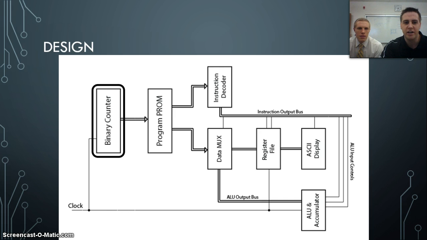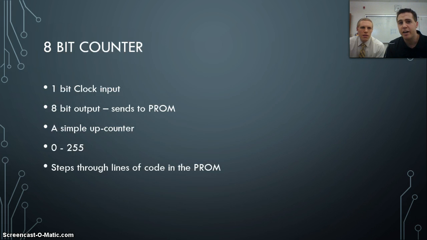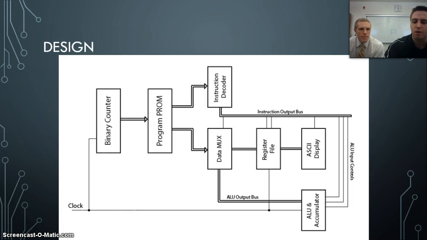So we're going to start with the binary counter. The binary counter has a clock input. It has 8 bits of output, so it counts from 0 to 255. And it progresses by 1 on each clock press. So it's just a simple up counter. It sends the 8-bit output to the PROM.